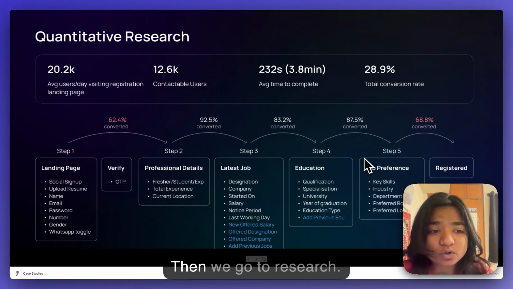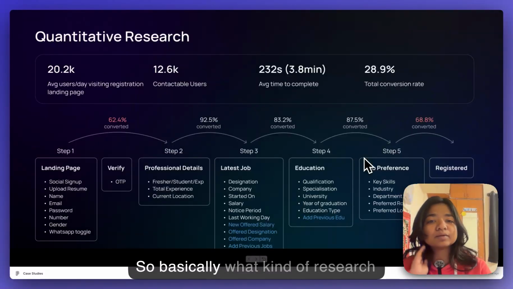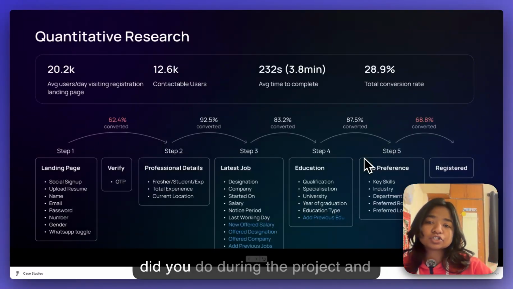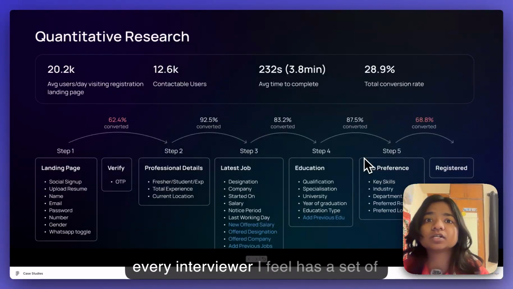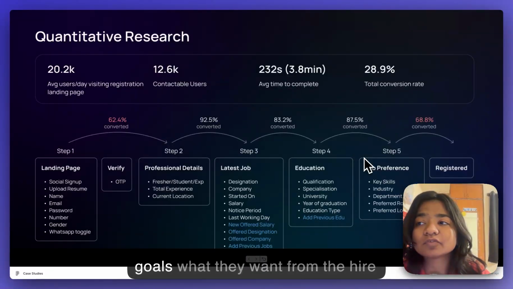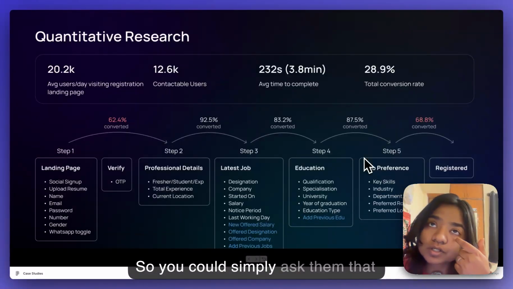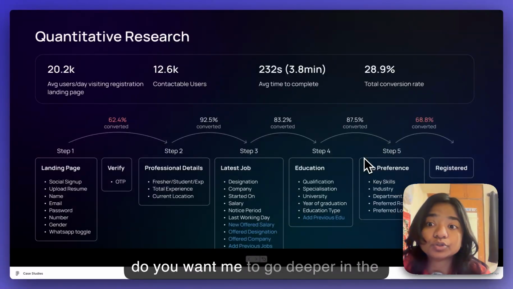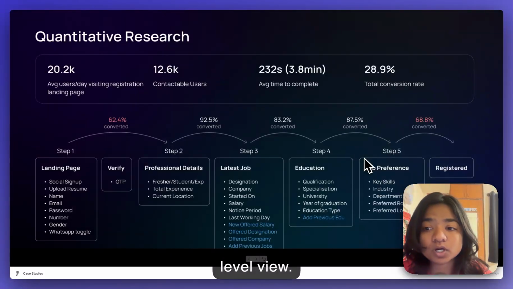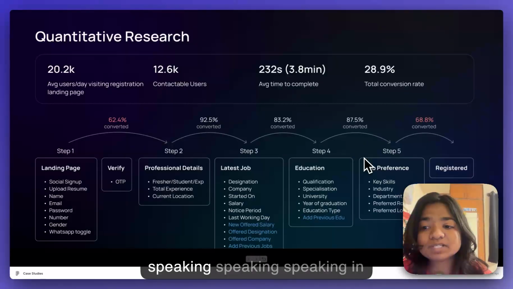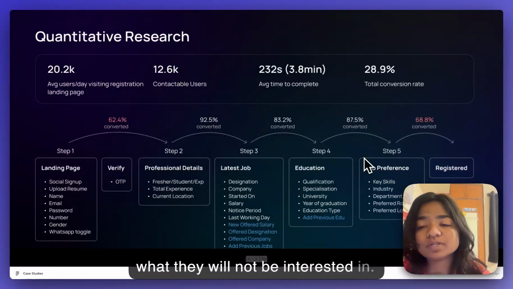Then we go to research. Basically, what kind of research did you do during the project, and keep it short. I feel every interviewer has a set of goals for what they want from their hire, so you could simply ask them, do you want me to go deeper into the research, or do you want a high-level view, so that you don't spend time speaking about what they will not be interested in.